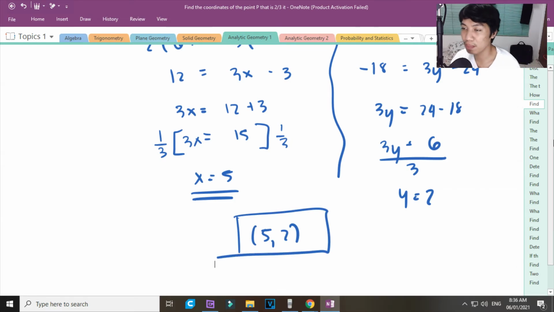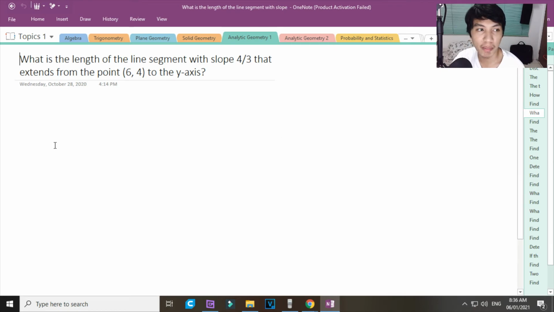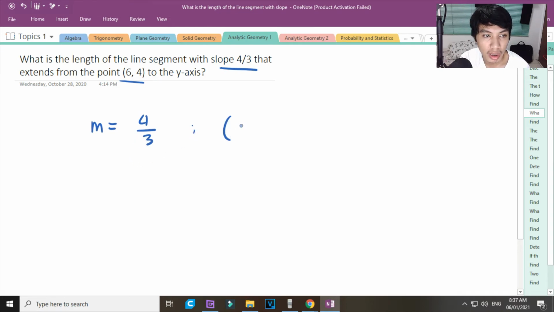That is for problem number 4. For problem number 5, what is the length of the line segment with slope 4/3 that extends from the point (6, 4) to the y-axis? So, we draw again here. The line segment, with a slope equal to 4/3. Then the given point is (6, 4), somewhere on your line. What formula will you use here?